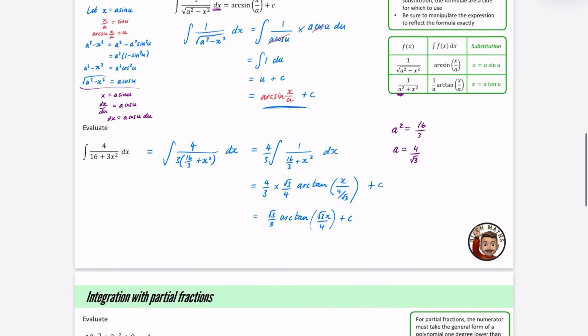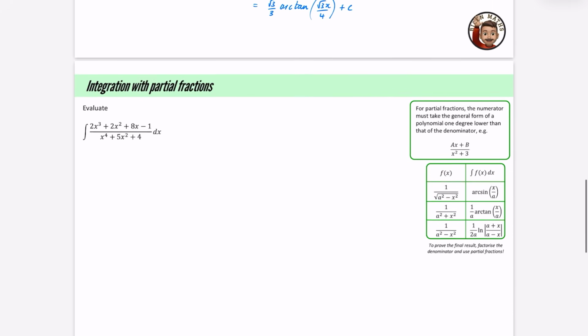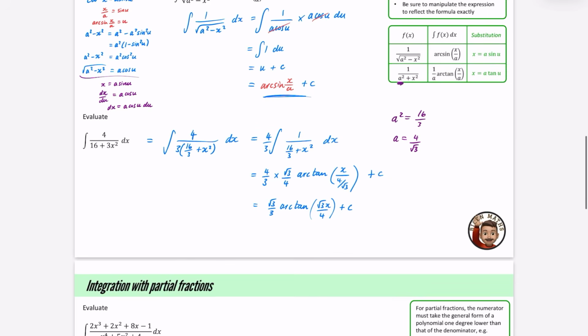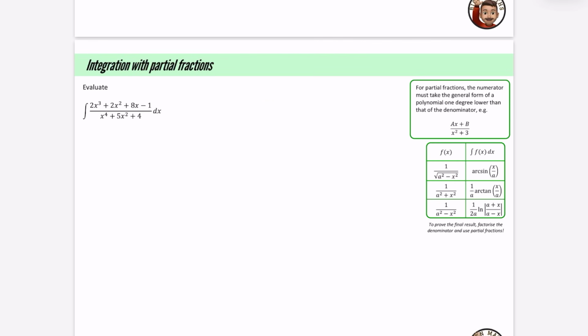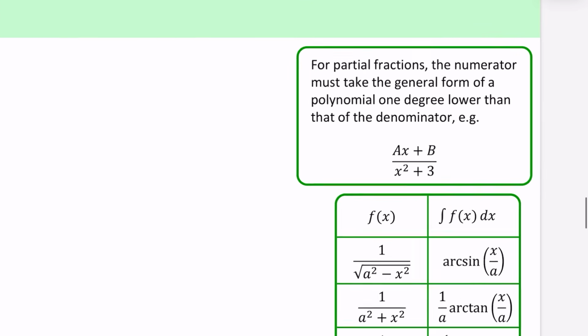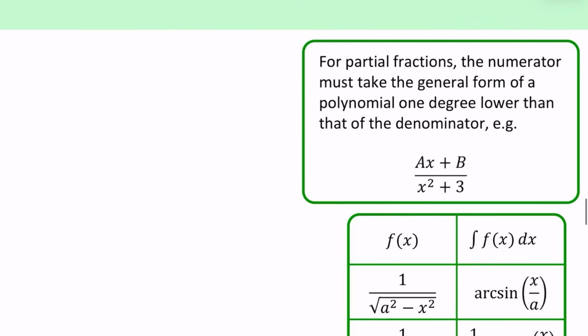Okay, next up is integration with partial fractions, and this is going to start using some of these things from the formula booklet as well. So I've included them here once again, plus this additional one that we've got here. Something we need to know for partial fractions from further maths: when you do partial fractions, the numerator must take the general form of a polynomial 1 degree lower than that of the denominator. So for example, if the denominator is an x squared plus 3, which obviously can't be factorized anymore, and you always want to factorize the denominator as much as possible, the numerator won't just be an a or a b by itself. It won't just be a constant.